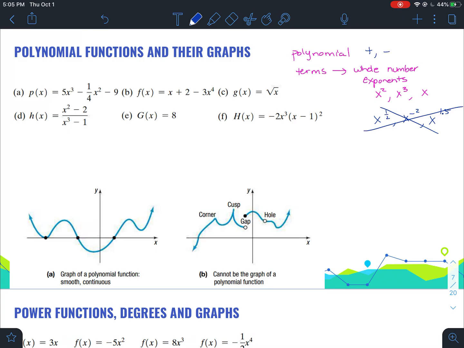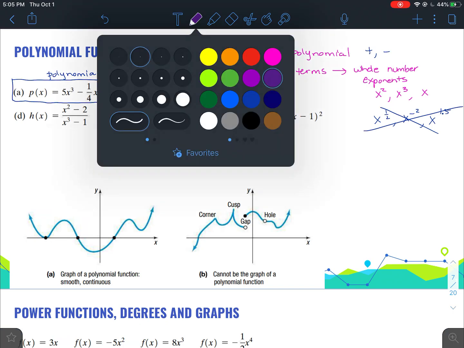So if we look at the first example, A, we have 5x to the third minus 1/4 x to the second minus 9. That is a polynomial expression. All of the terms have exponents that are whole numbers. 9 is just a constant, so that is okay as well. Let's look at the next one. f of x equals x plus 2 minus 3x to the fourth. That's also a polynomial expression or a polynomial function.